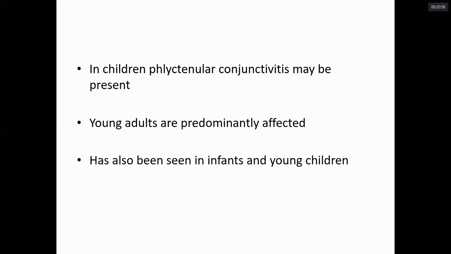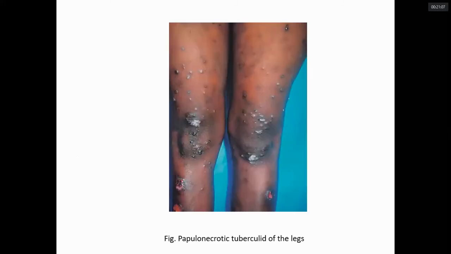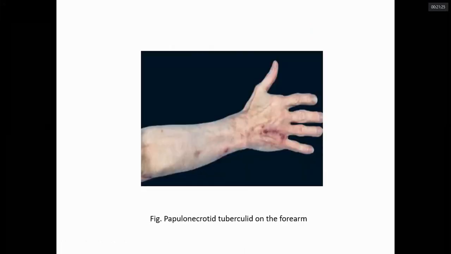In children, phlyctenular conjunctivitis may be present. Young adults are predominantly affected, but it can also be seen in infants and young children. As you can see, these are papulonecrotic tuberculosis, papular lesions with central crust and ulcer formation. This is another picture of papulonecrotic tuberculosis on the forearm.